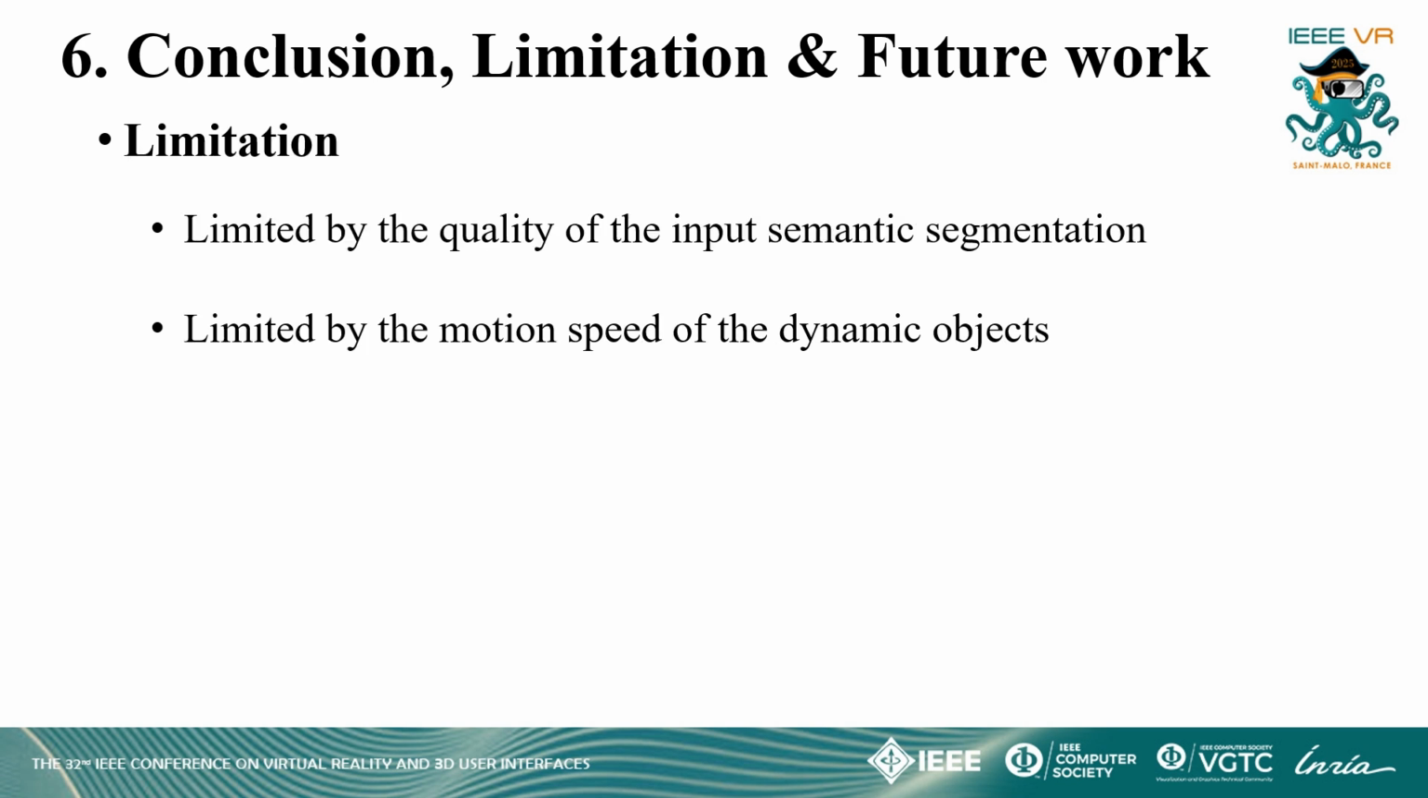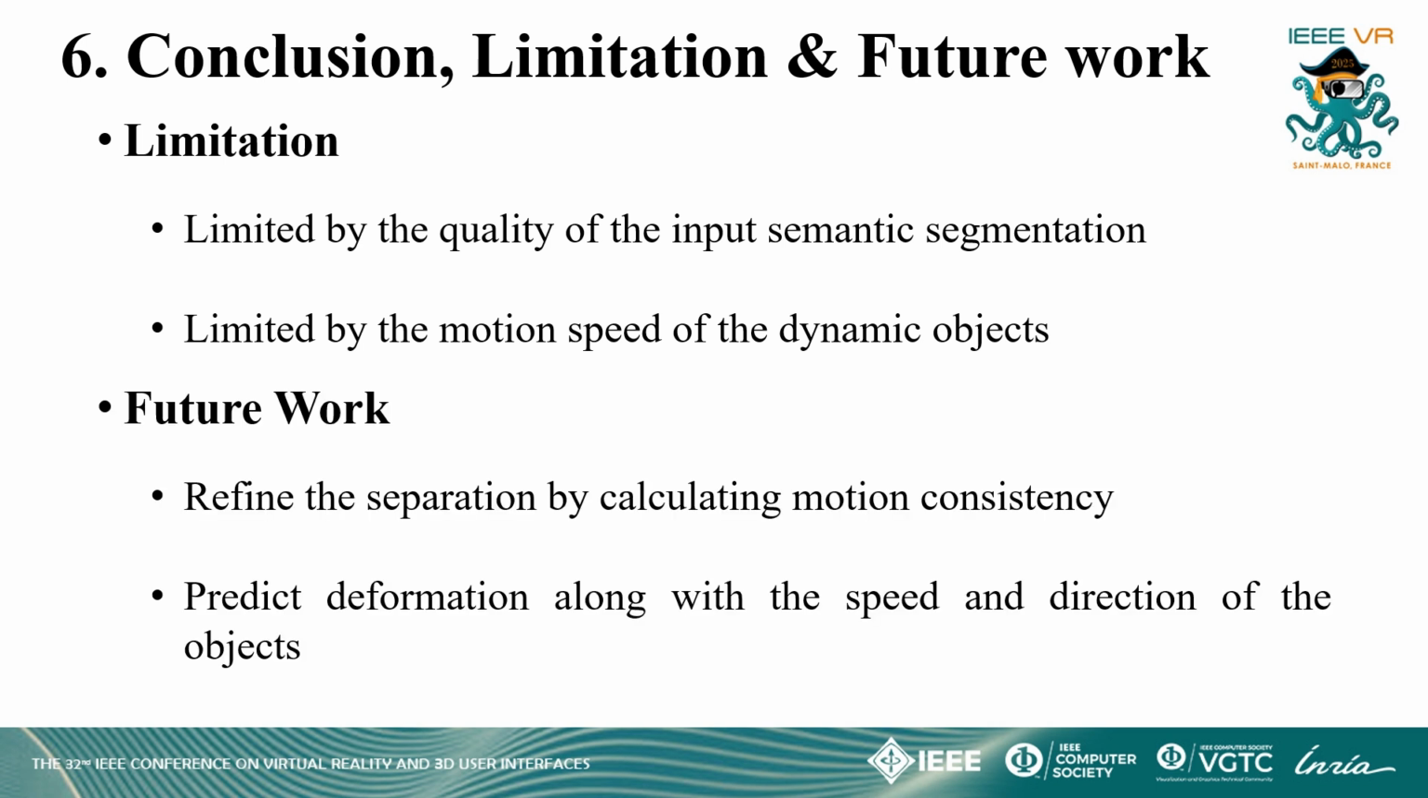Our method has several limitations. The first limitation is that the quality of the dynamic static separation is strongly influenced by the quality of the input semantic segmentation. The second limitation is that the rendering performance decreases for scenes containing objects with fast motion. In future, we intend to refine the separation by calculating motion consistency. And we intend to predict deformation along with the speed and direction of the objects.